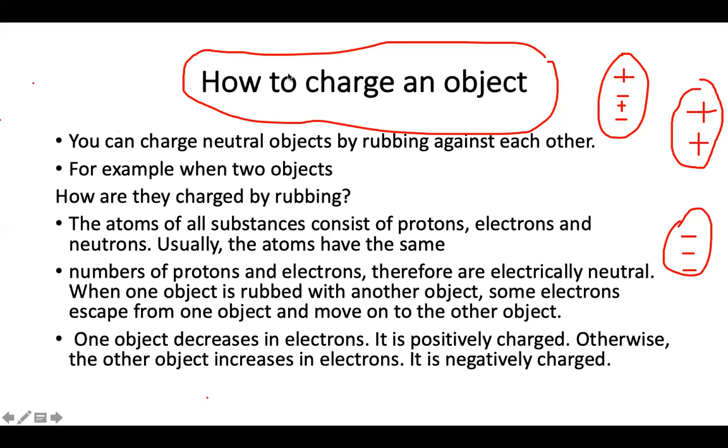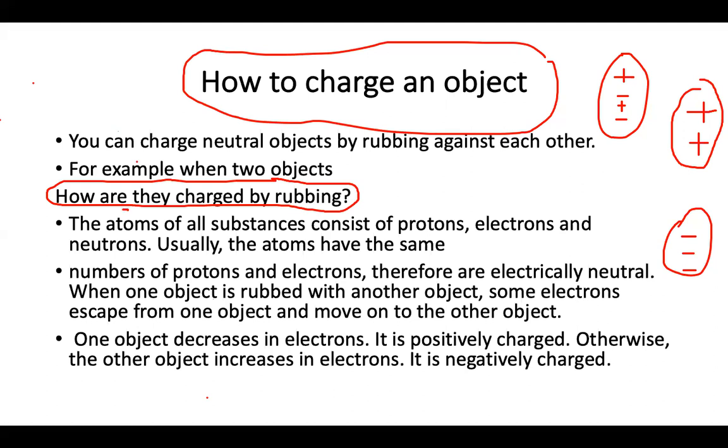Okay. So how can we charge a neutral object? Simple explanation is when these two objects are rubbed against each other. One object will have more of particular charges and the other object will have more of the other type of charges. And by so doing, we're saying that those two objects will be charged, but differently.